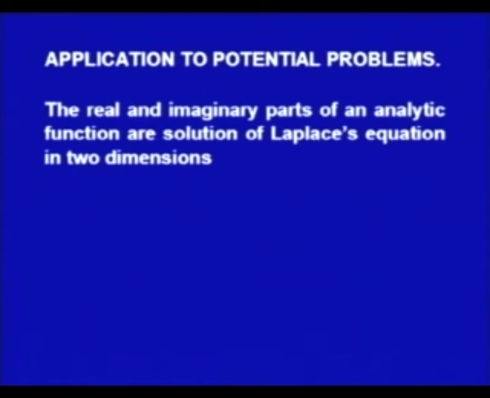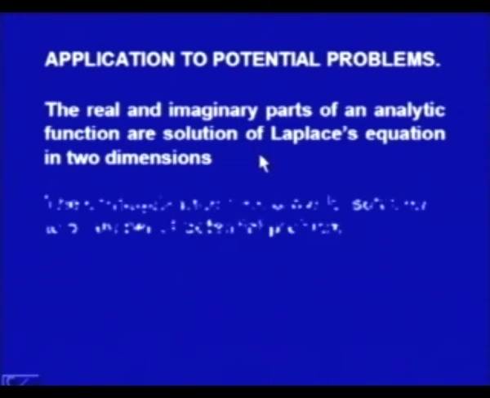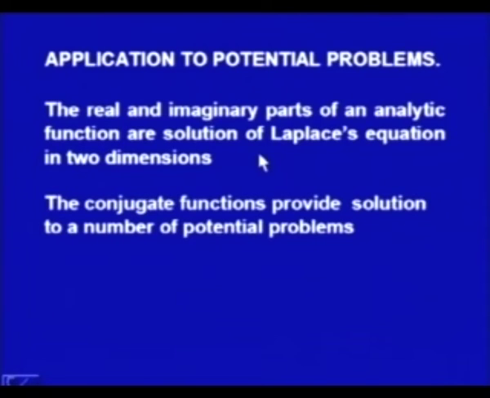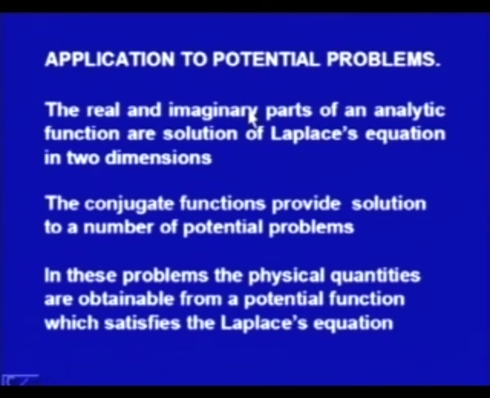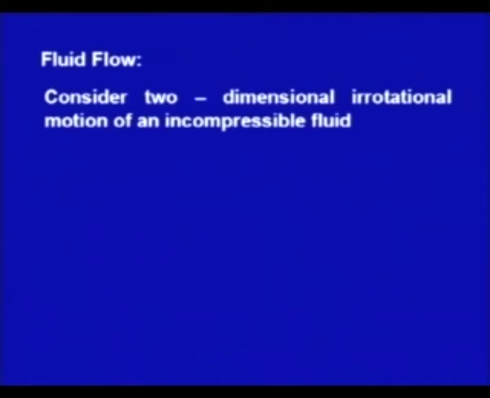Next, we will discuss application of complex variables to potential problems. The real and imaginary parts of an analytic function are solutions of the Laplace equation in 2 dimensions. This is what we have seen just now. Now, the conjugate functions provide solutions to a number of potential problems. In these problems, the physical quantities are obtainable from a potential function which satisfies the Laplace equation. There may be a number of problems, but I will be considering a problem from fluid flow.